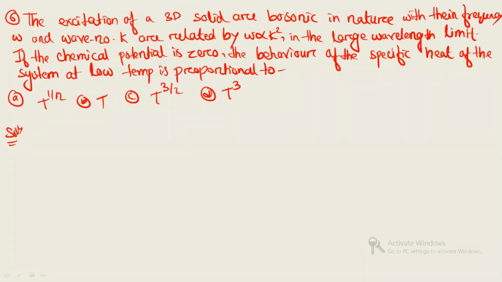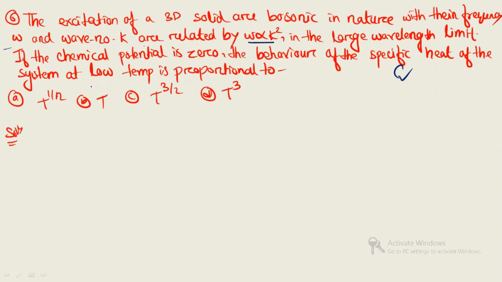Here it says the excitations of a 3-dimensional solid are bosonic in nature, with their frequency omega and wave number k related by omega proportional to k squared in the large wavelength limit. If the chemical potential is 0, the behavior of the specific heat, CV, of the system at low temperature is proportional to what? If you have studied the Debye theory and the density of states, from there directly you can get this.